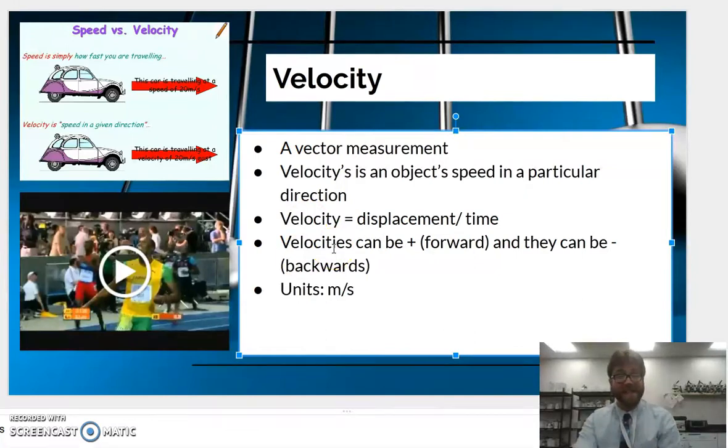Velocities in that case can either be positive because they're moving forward, or they can be negative because they're pushing backwards. But there's a key difference between speed and velocity. I think the easiest way to see that is to look at a really cool race. So let's look at this really quick YouTube clip of the 500-meter dash run by Usain Bolt.